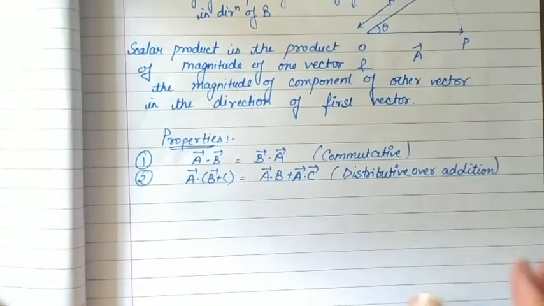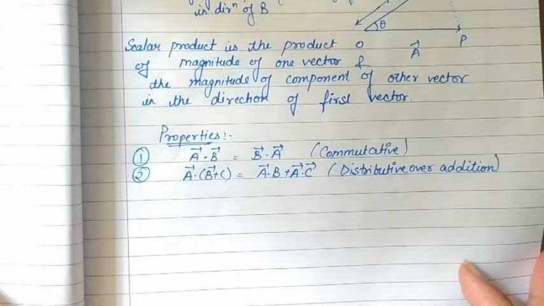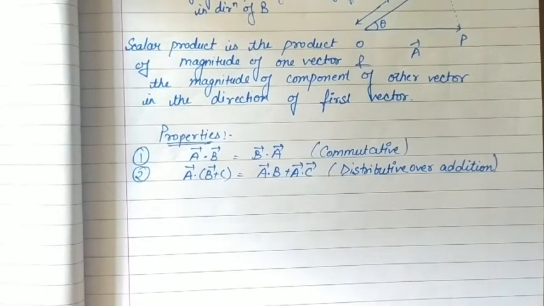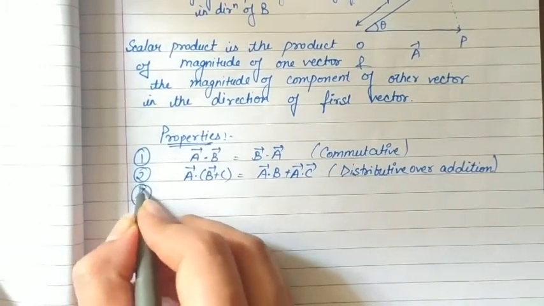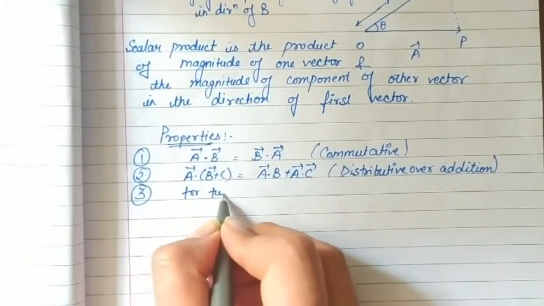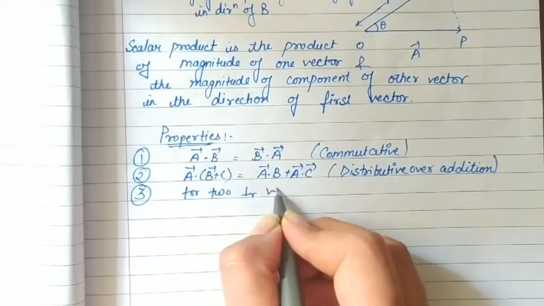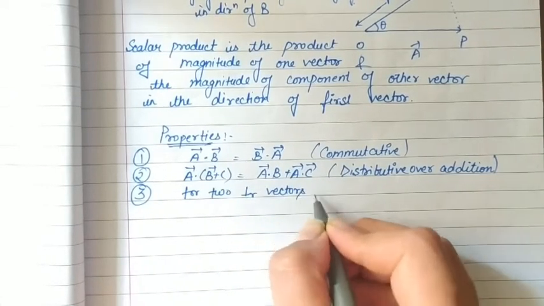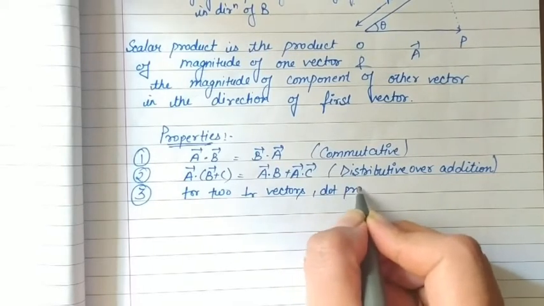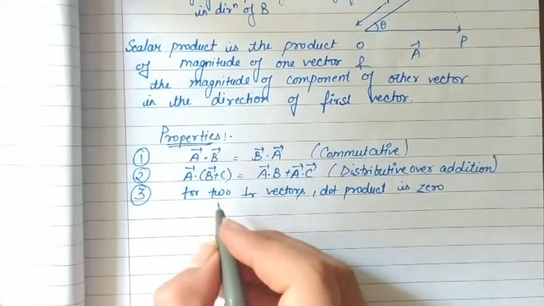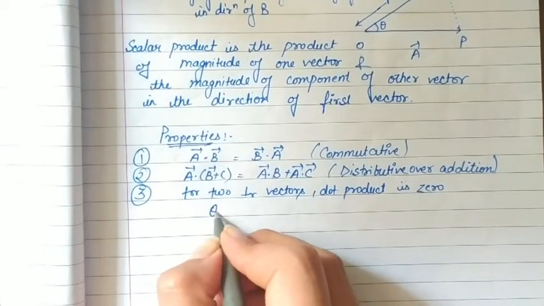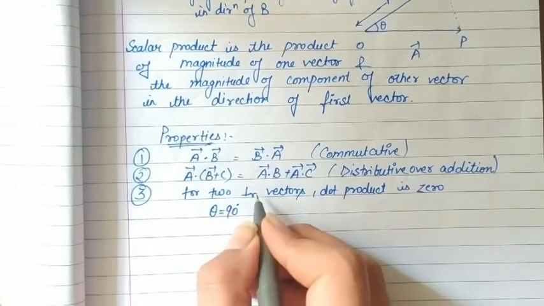This is the next property. Third property is that if A vector and B vector are two vectors whose scalar product we are taking, and these are perpendicular to each other, then their scalar product is 0. So third thing is, for two perpendicular vectors, dot product is 0, and it is very simple that theta is equal to 90 degree if the two vectors are perpendicular.